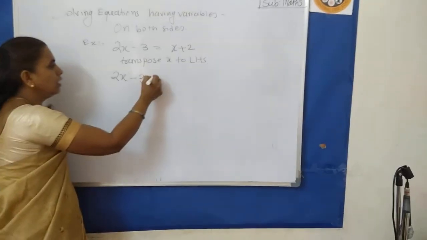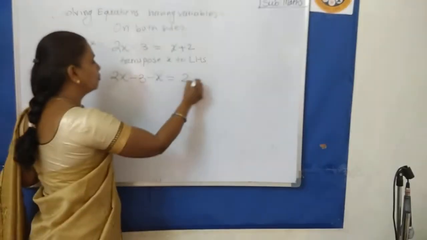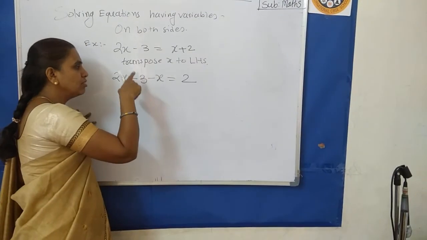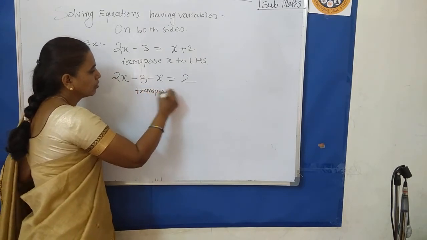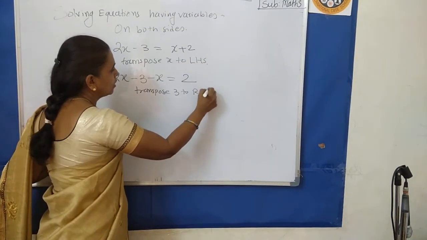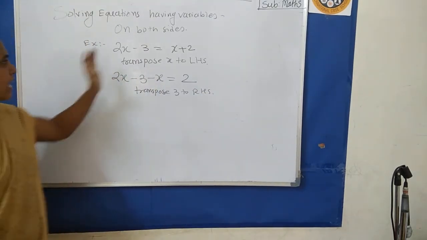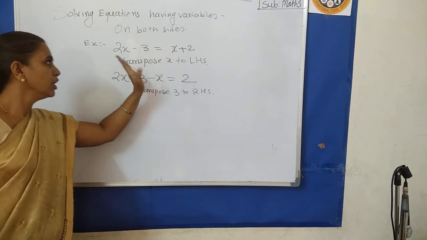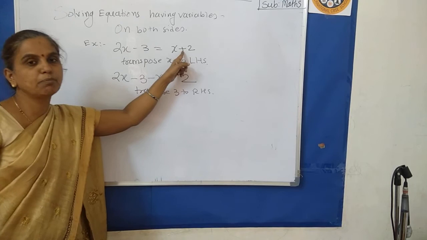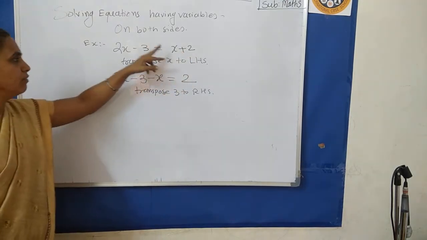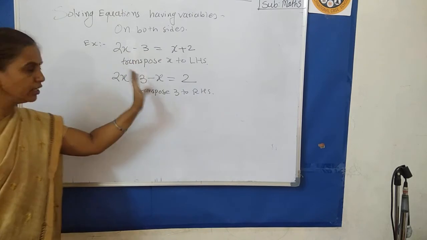2x minus 3 minus x is equal to 2. Now transpose this 3 towards RHS. And one important rule, you keep it in your mind: side changes, sign changes. If you take the right content to the left, its sign will be changed. Plus becomes minus, minus becomes plus. And if you take a left content to the right, also its sign will be changed.